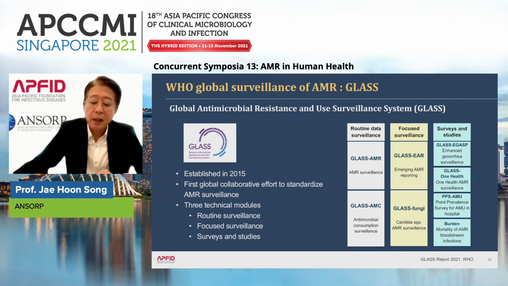Also, the surveys and studies of GLASS include various programs, including gonococcal surveillance, One Health surveillance, point prevalence surveys for antimicrobial use in hospitals, and the evaluation of mortality in patients with BSI caused by resistant pathogens.